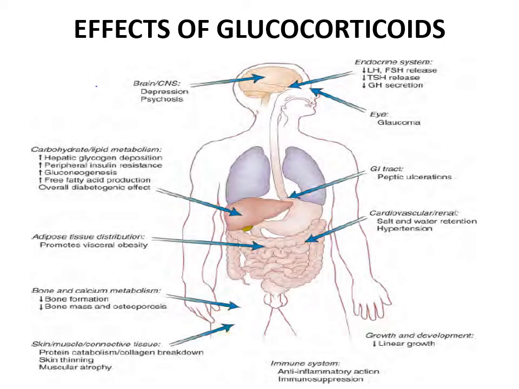Glucocorticoids inhibit osteoblast function, which is thought to account for the osteopenia and osteoporosis that characterize glucocorticoid excess. Glucocorticoids also induce negative calcium balance by inhibiting intestinal calcium absorption and increasing renal calcium excretion. So this also promotes osteoporosis.